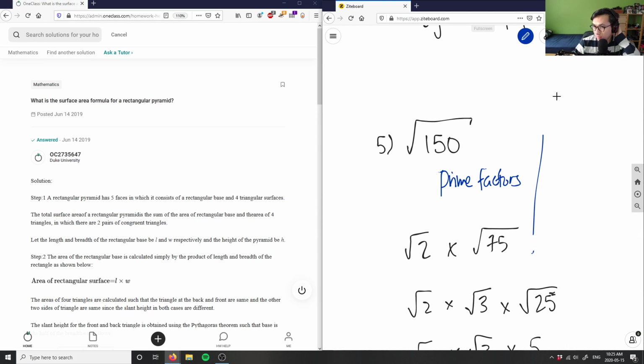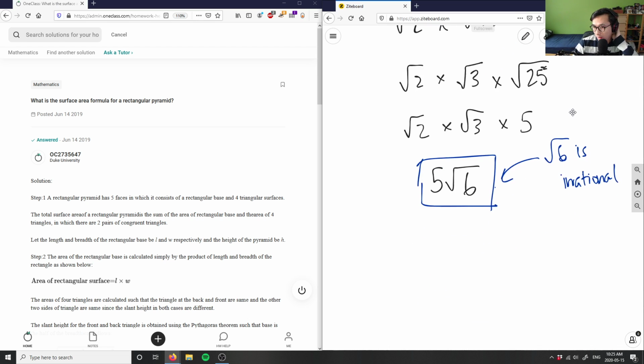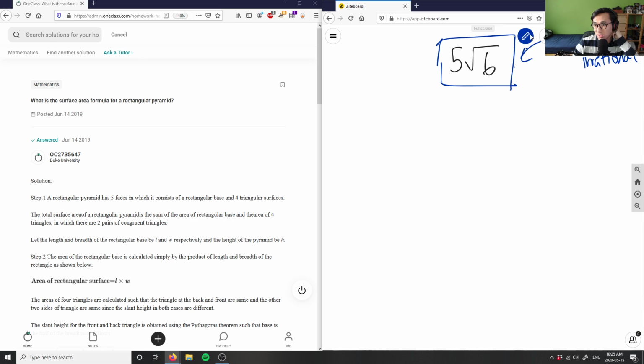Number 5. So we have number 6 here. It's asking, what is the surface area formula for a rectangular pyramid? Sorry, what is the surface area formula for a rectangular pyramid?